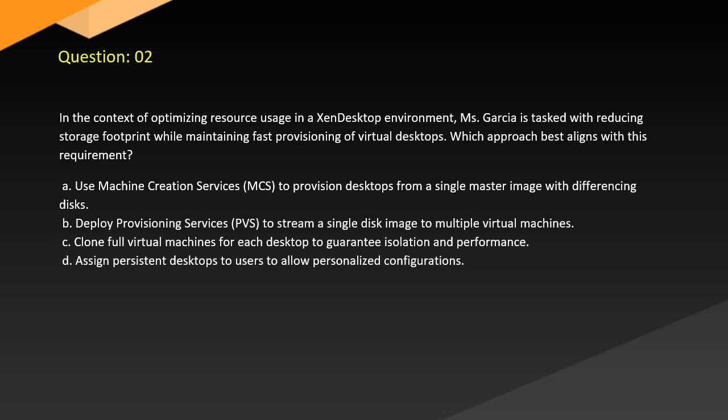A. Use Machine Creation Services MCS to provision desktops from a single master image with differencing disks. B. Deploy Provisioning Services PVS to stream a single disk image to multiple virtual machines. C. Clone full virtual machines for each desktop to guarantee isolation and performance. D. Assign persistent desktops to users to allow personalized configurations.